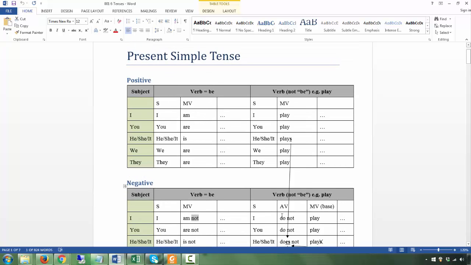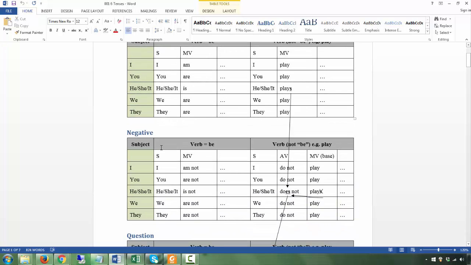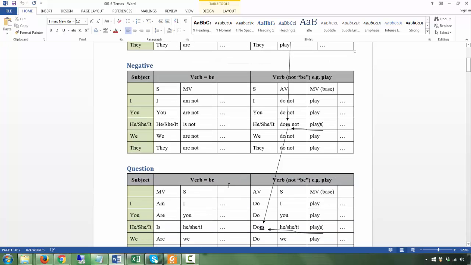There are auxiliary verbs here. Okay, so anyway, be verb, this is the main meaning. Positive: I am, you are, he is, we are, they are. Negative: put a not behind. Question: change it around. Okay, very similar, right?